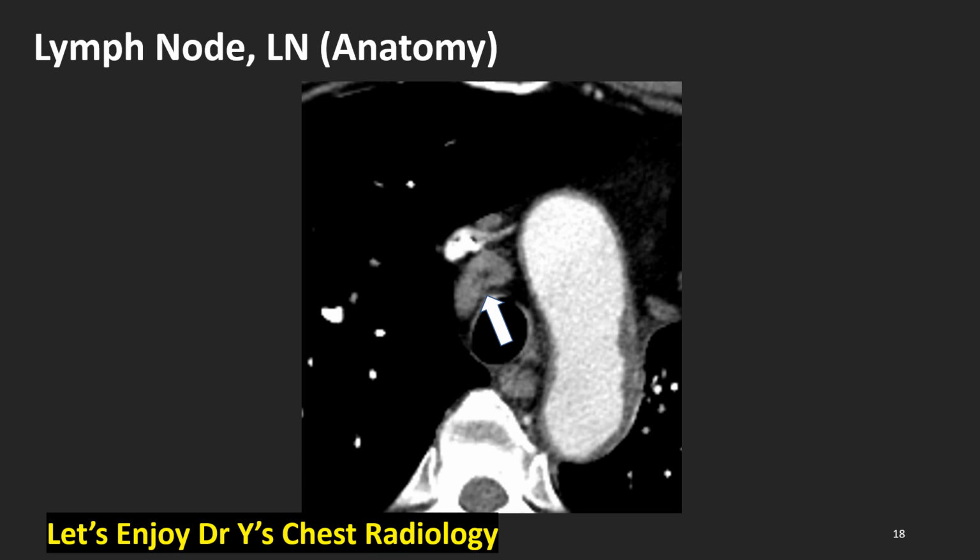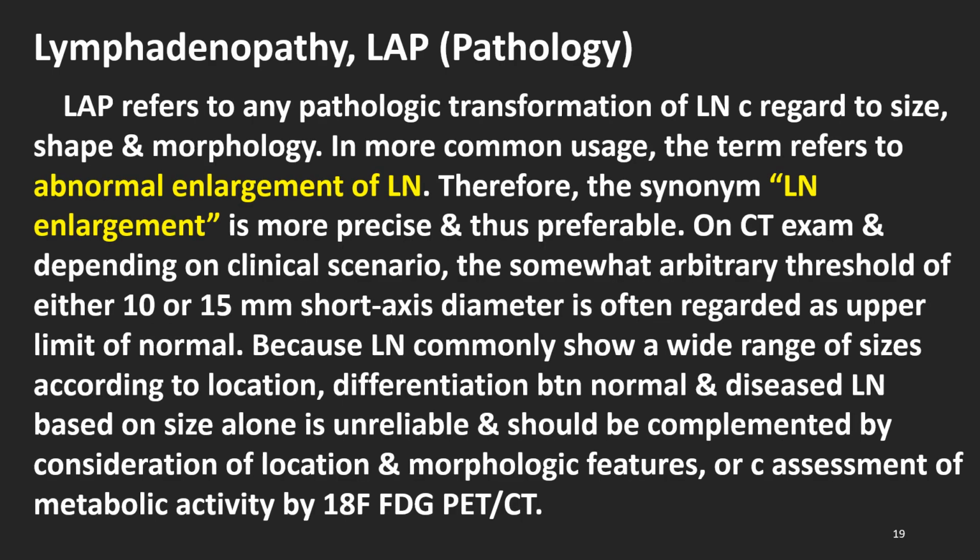Lymph node anatomy. Arrow indicates normal fatty hilum of paratracheal lymph node. Lymphadenopathy pathology. Lymphadenopathy refers to any pathologic transformation of lymph node with regard to size, shape, and morphology. In more common usage, the term refers to abnormal enlargement of lymph node. Therefore, the synonym lymph node enlargement is more precise and thus preferable.